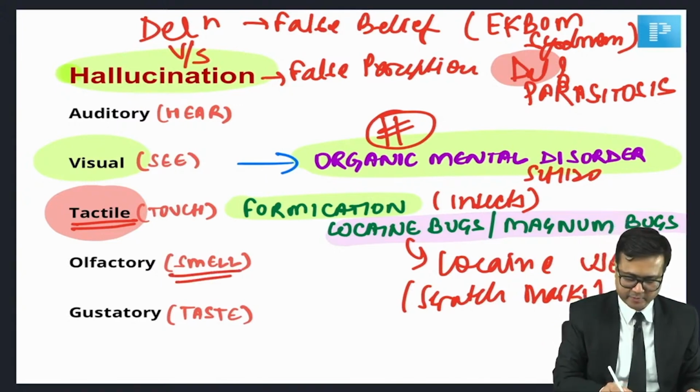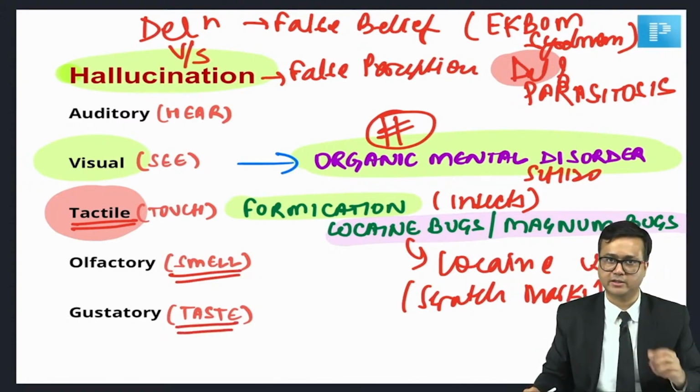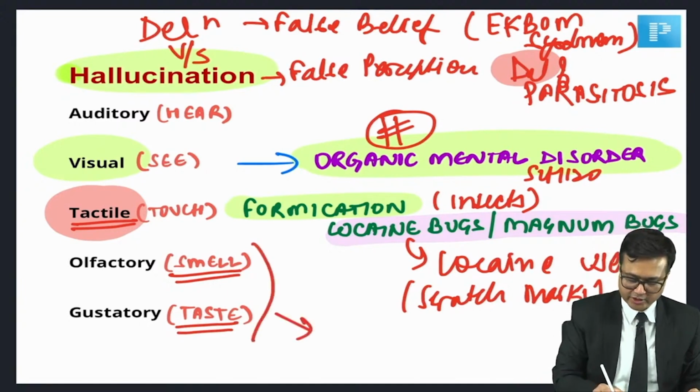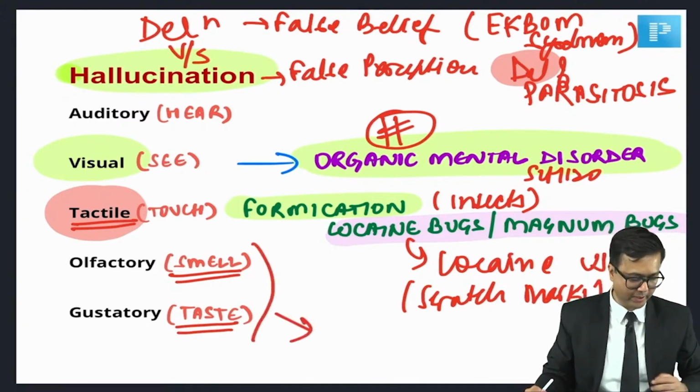Then olfactory means the patient is able to smell something. Gustatory means he is able to taste something, but there is no object or no food on his tongue. So again, when these hallucinations come, they can occur in schizophrenia. One important lobe abnormality.